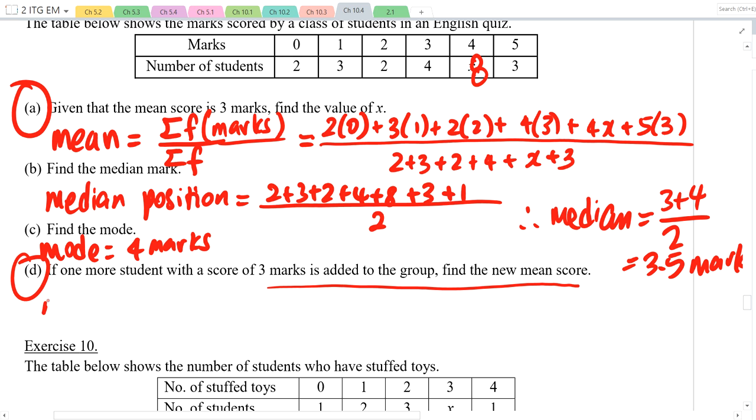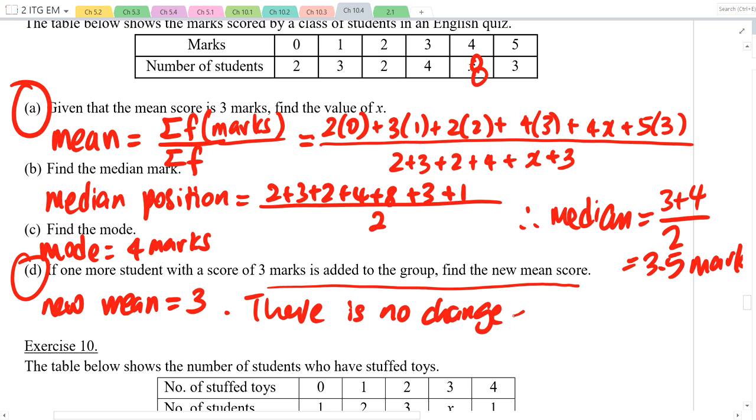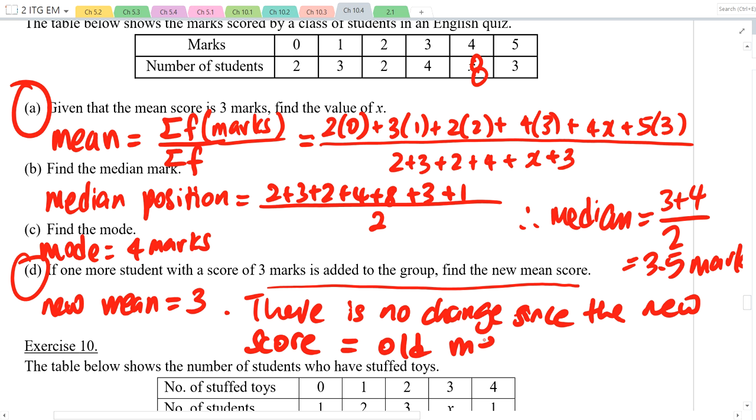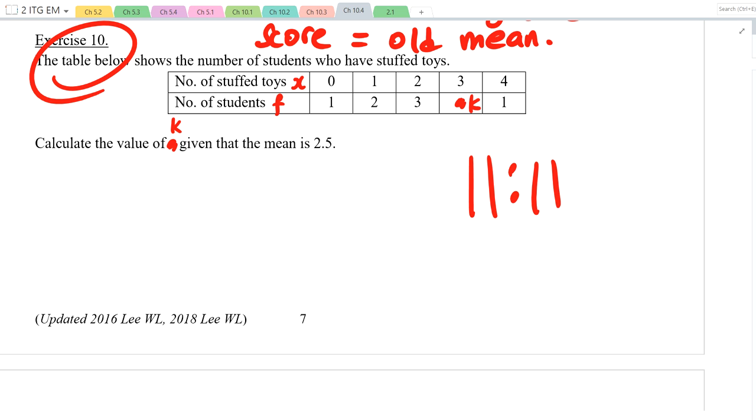New mean equals 3. There is no change, since the new score equals the old mean. X, number of students is F, and the unknown is K. Find K.